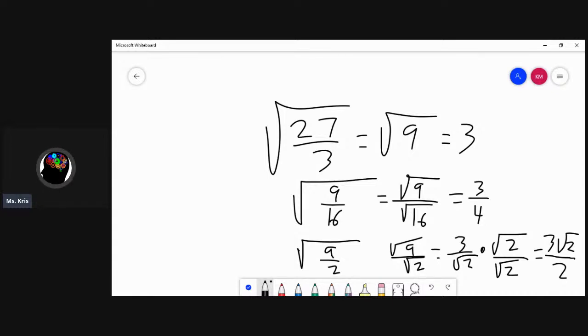Any questions on simplifying the quotient with numbers?